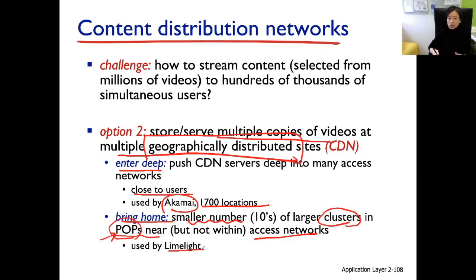Limelight, a cheaper CDN service, offers bring home CDNs. So you see a little bit of the advantages and disadvantages of the two models. The model closer to the end customer might be subscribed to by big wealthy service providers, because maintaining the infrastructure is very high cost. Smaller content providers, not quite as wealthy, might subscribe to a bring home CDN service.